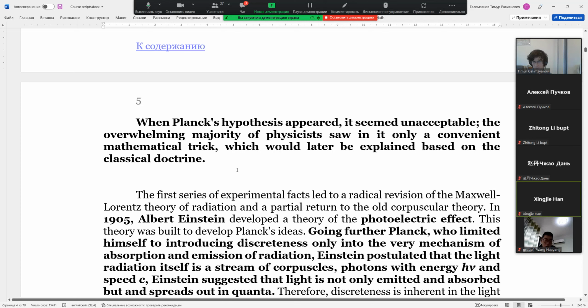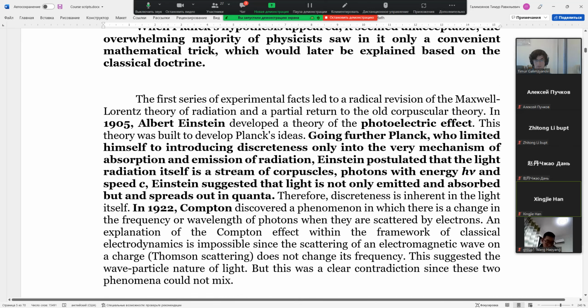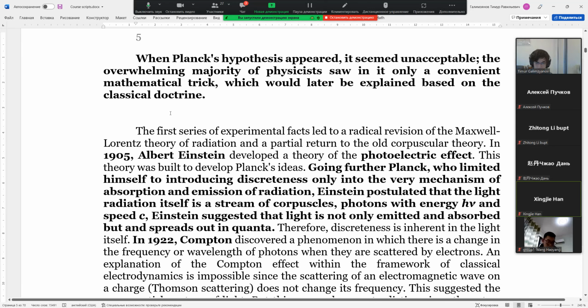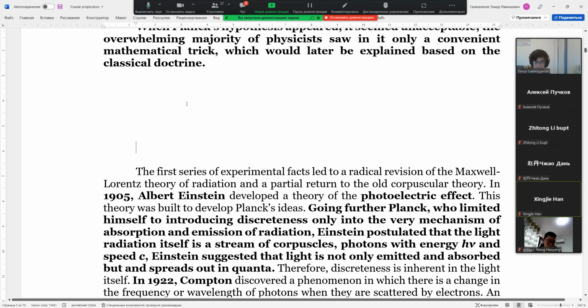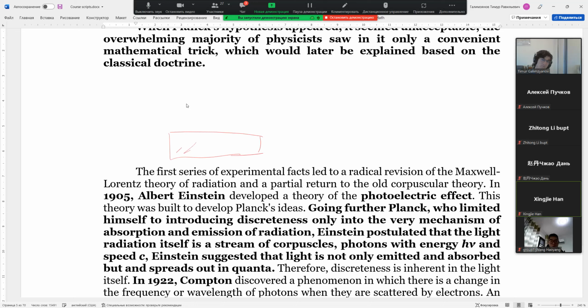So the another experimental problem was the so-called photoelectric effect. You know that if you have some metal plate, you can emit photons from this plate by radiating it by the photons, by the light. I'm sorry, by the light you can emit the electrons.